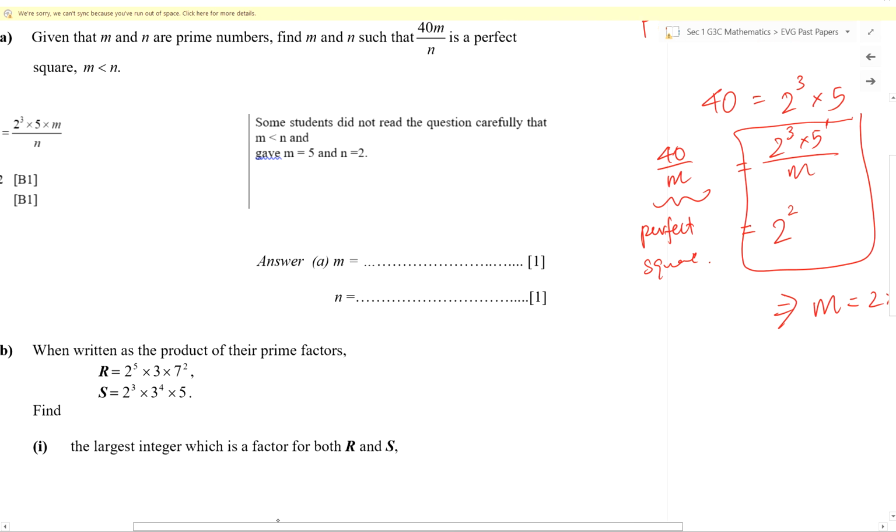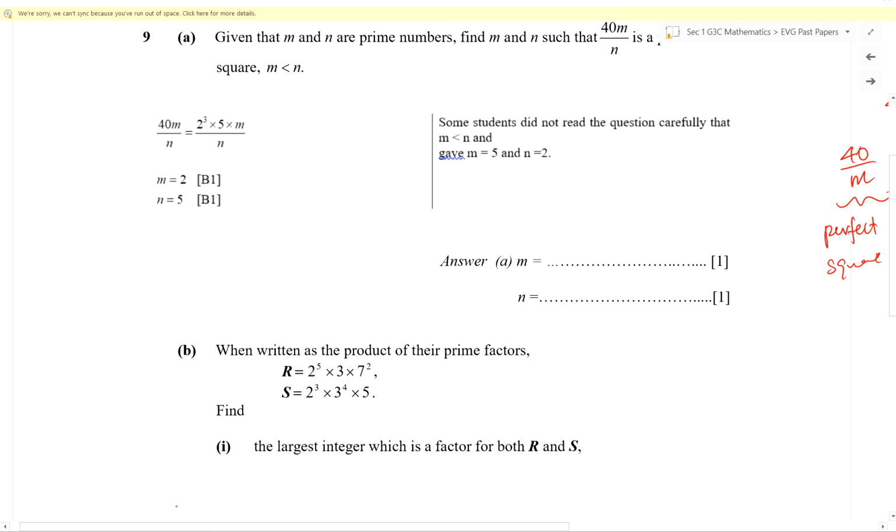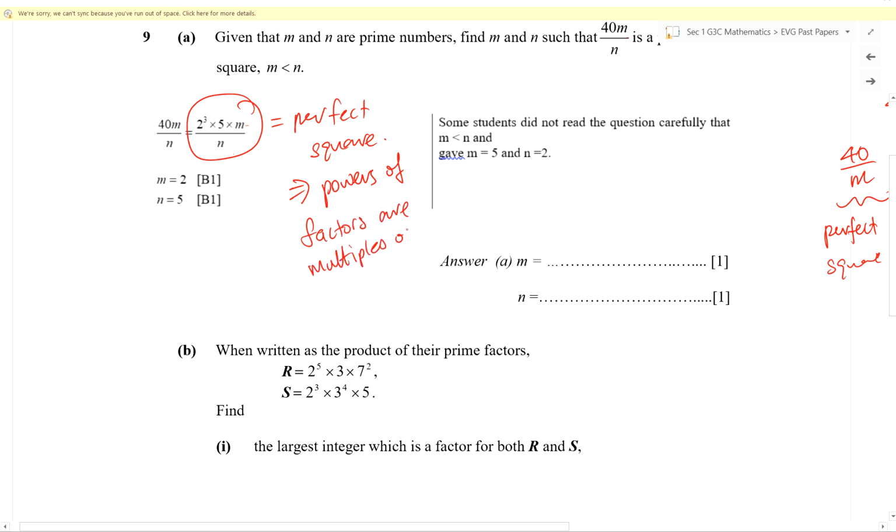Coming back to this, our 40 has a value of 2 power 3 times 5. Then it is multiplied by m divided by n. I want all of this to be a perfect square. Meaning, powers of factors are multiples of 2. Can you please write this down? The powers of the factors. What are the factors? 2 and 5. The powers are multiples of 2.